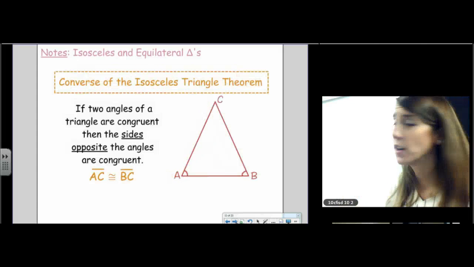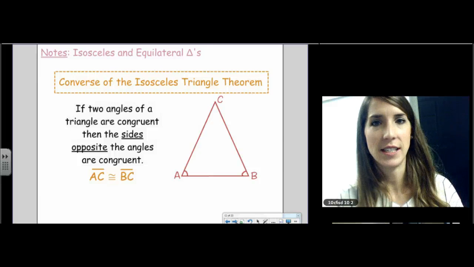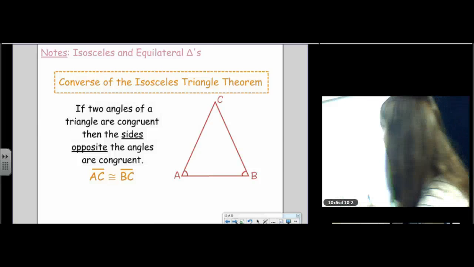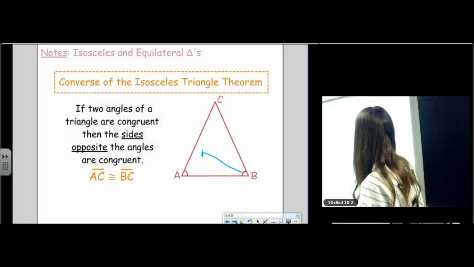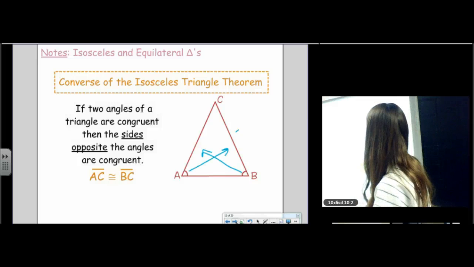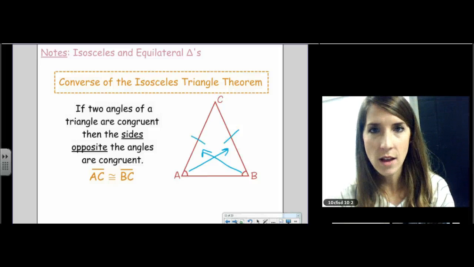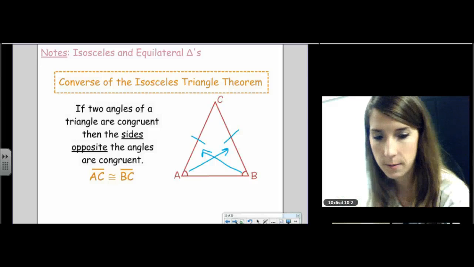The converse is also true. If two angles are the same, then two sides are the same. How do you figure out which sides they are? If you need to, you draw an arrow, or you just visually draw an arrow in your brain, and then you add tick marks to the sides that lie across from the base angles, across from those arcs.